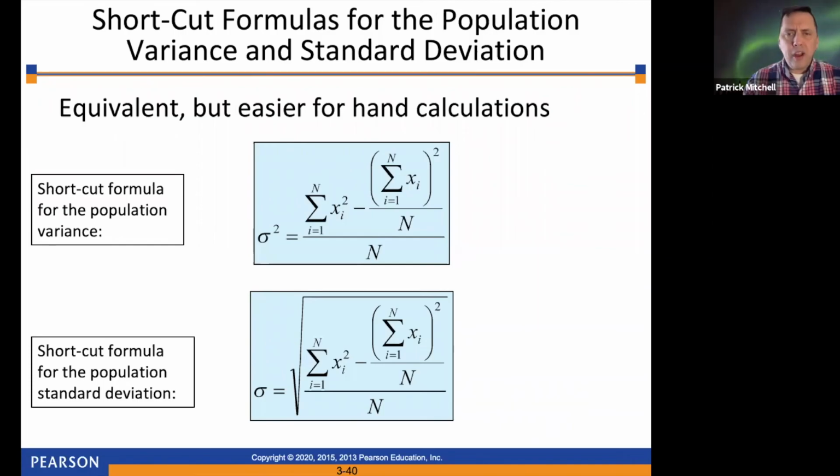These are your shortcut formulas for population variance and standard deviation. The only difference is when it was for sample, you had an n minus 1 here. So in this case, they're both n. This one here was always an n, right?